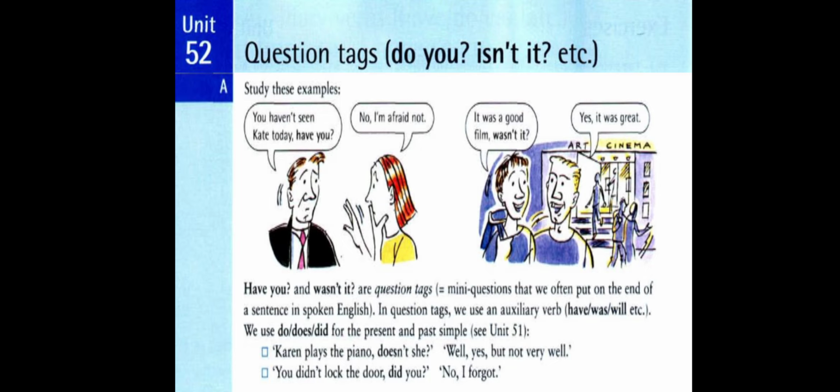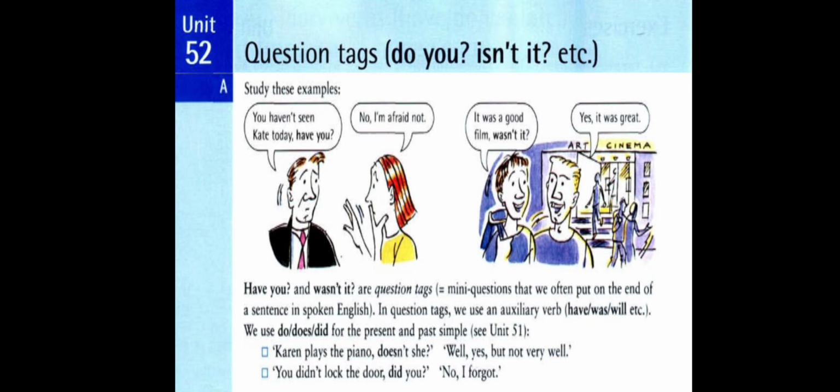Have you and wasn't it are question tags. They are called question tags. Question tags here means short questions that we often put on the end of a sentence in spoken English. In question tags, we use an auxiliary verb, such as have, was, will, etc. We use do, does, did for the present and past simple because here we have main verbs in the present simple and the past simple, so we don't have auxiliary verbs. So we need to bring and use do, does, and did. For example, Karen plays piano.